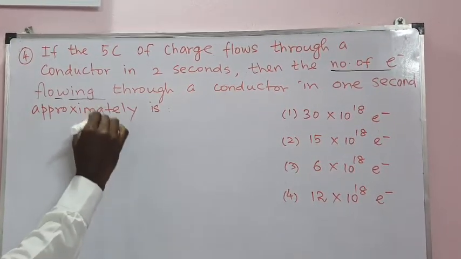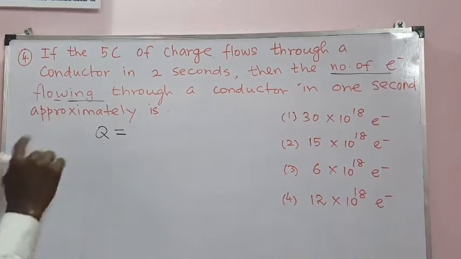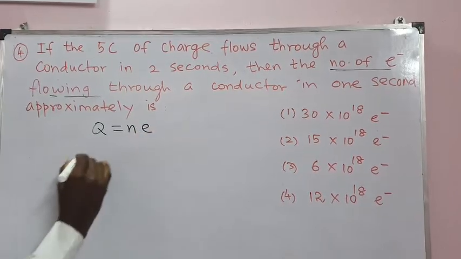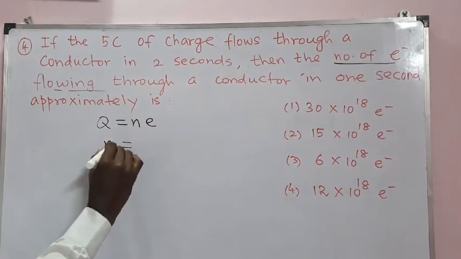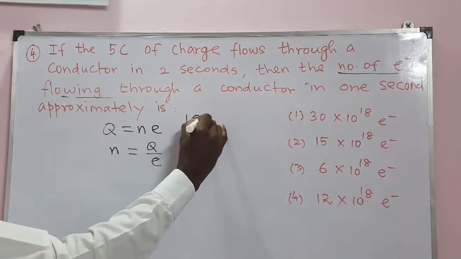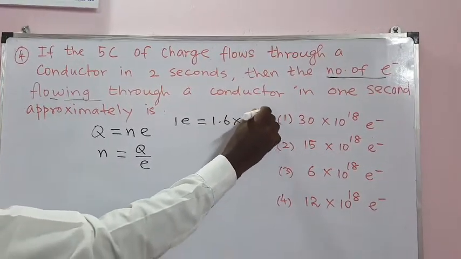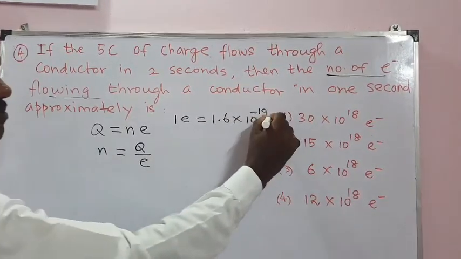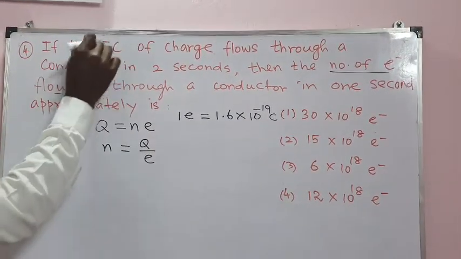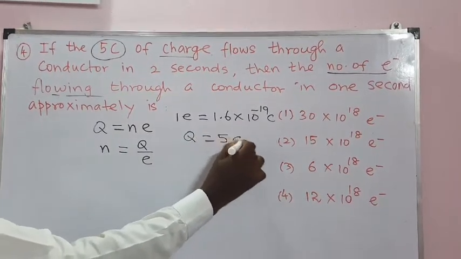So in this kind of problem, to find the number of electrons, we use the quantization of charge: Q is equal to NE. So here N is equal to Q by E, where E, which means the value of 1 electron, is 1.6 into 10 power minus 19 coulomb. This is 1 electron. Here the charge Q is equal to 5 coulomb.